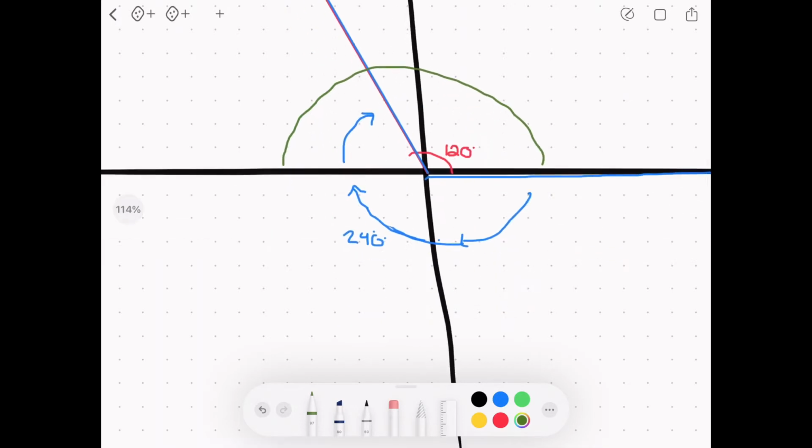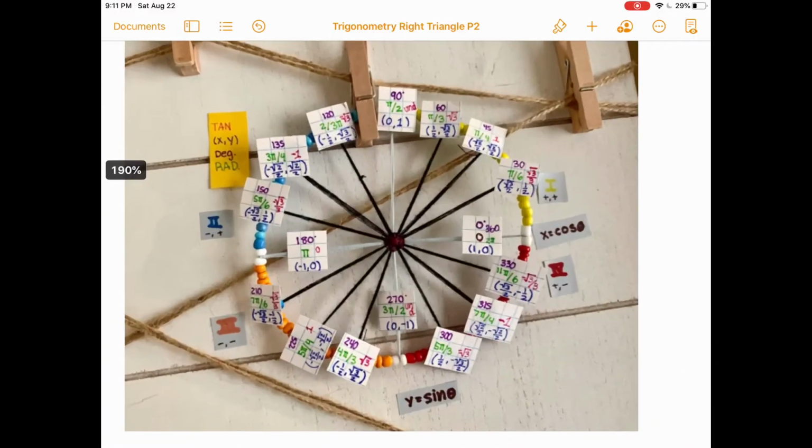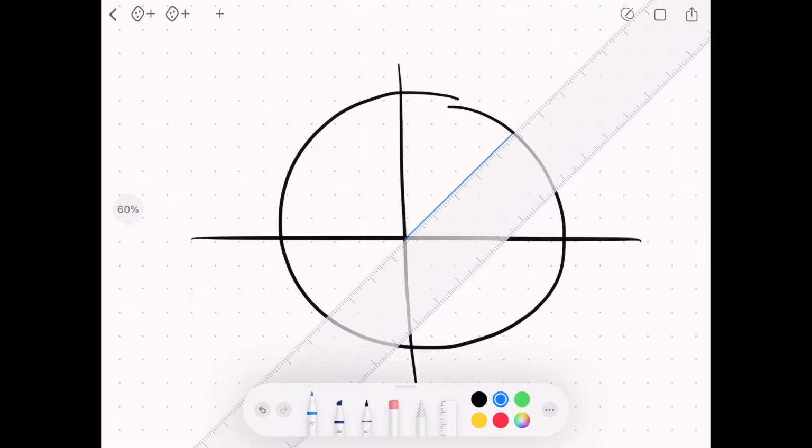On the other coterminal side, we go 360 degrees plus 90 degrees plus 30 degrees counterclockwise to find the same value. And in this case, 360 plus 90 plus 30 is 480 degrees. Here's a quick preview of the unit circle, and now we're going to jump into it.